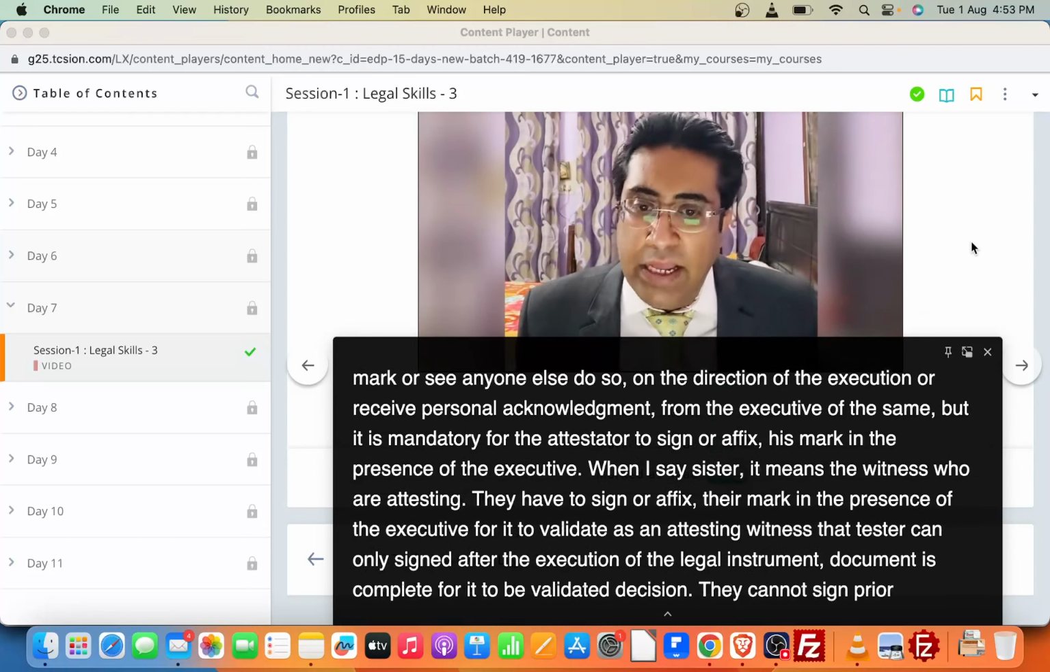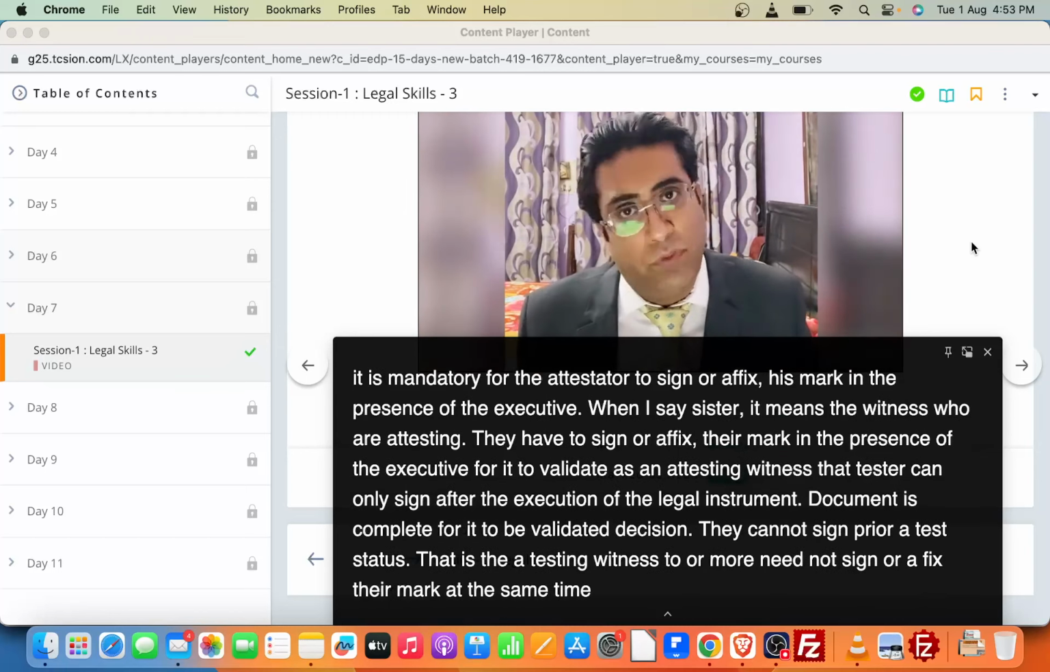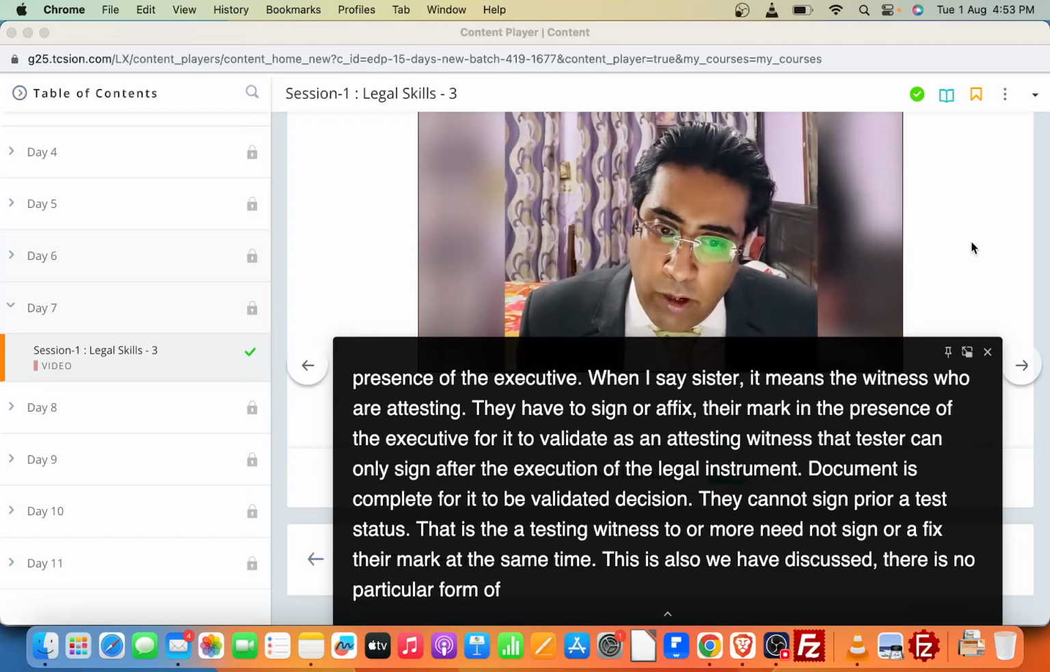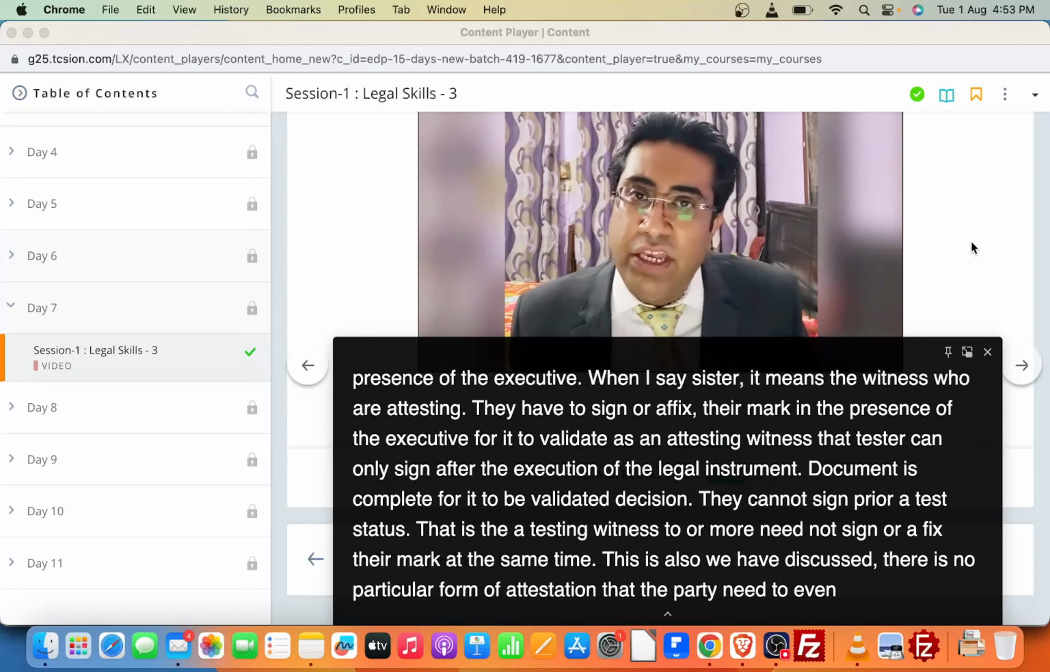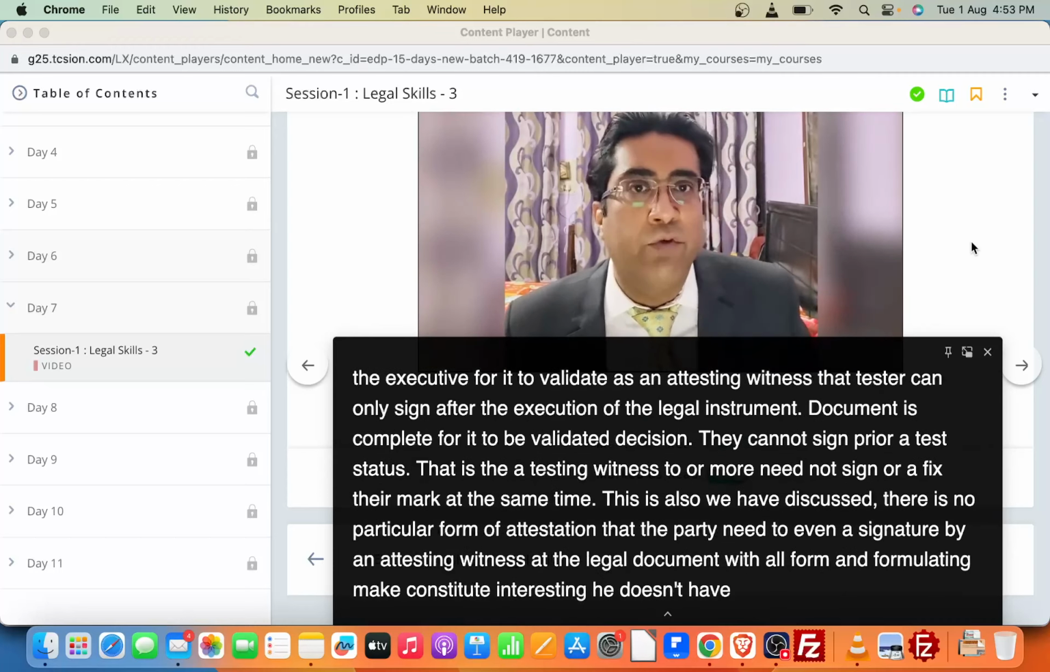They cannot sign prior. Attestators, that is the attesting witnesses, two or more, need not sign or affix their mark at the same time. This is also something we have discussed. There is no particular form of attestation that the parties need to adhere to. Even a signature by an attesting witness on the legal document, without all form and formality, may constitute attestation. He doesn't have to write in lengthy language.